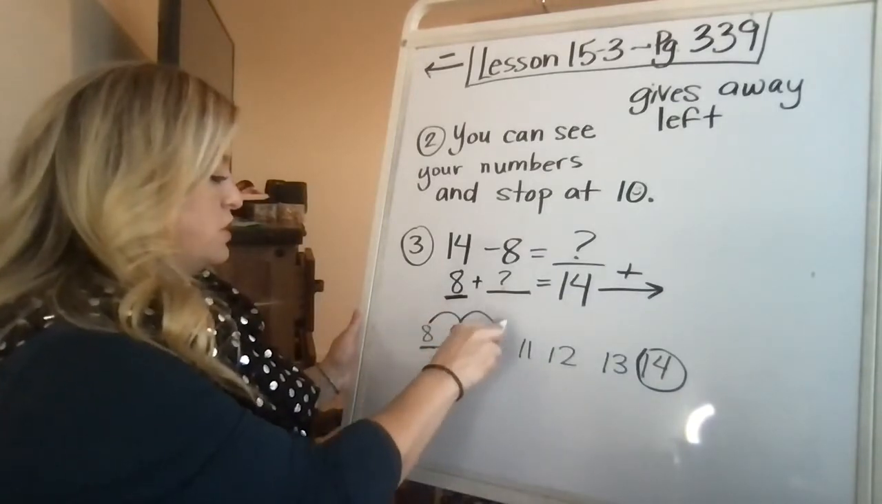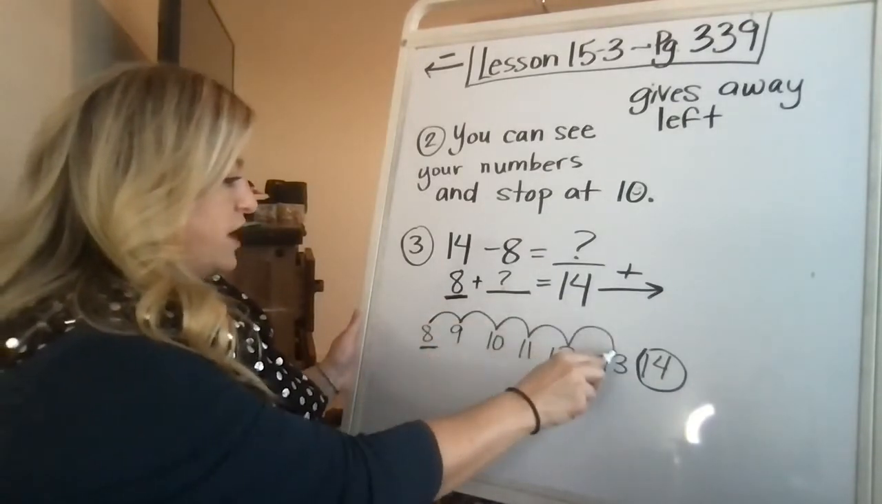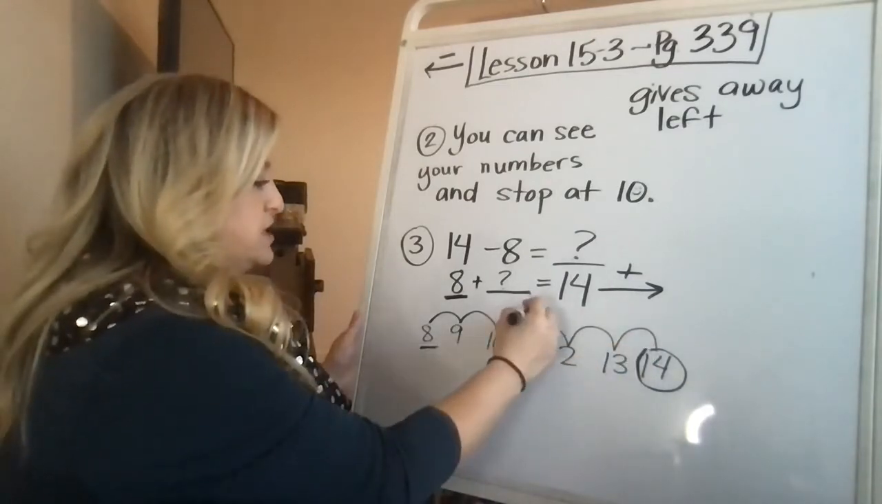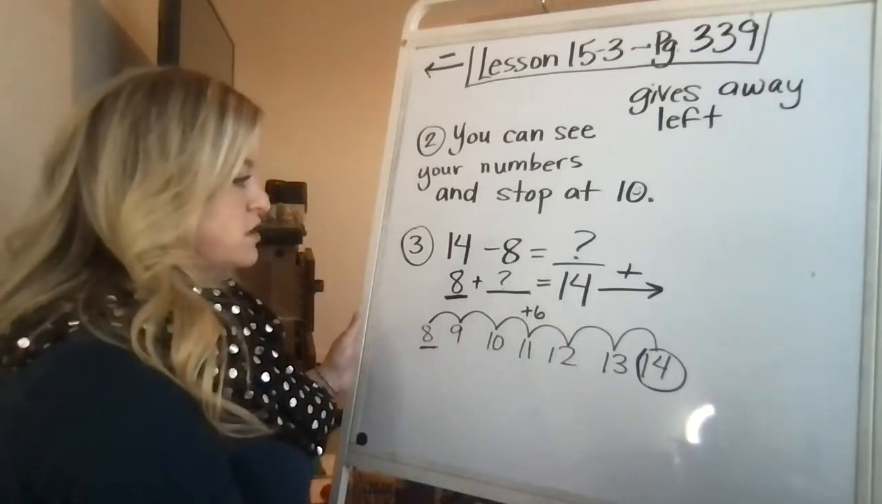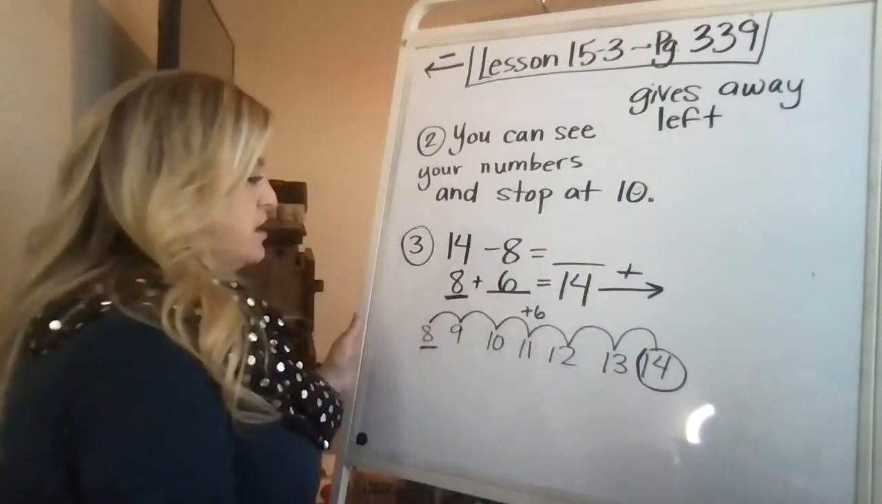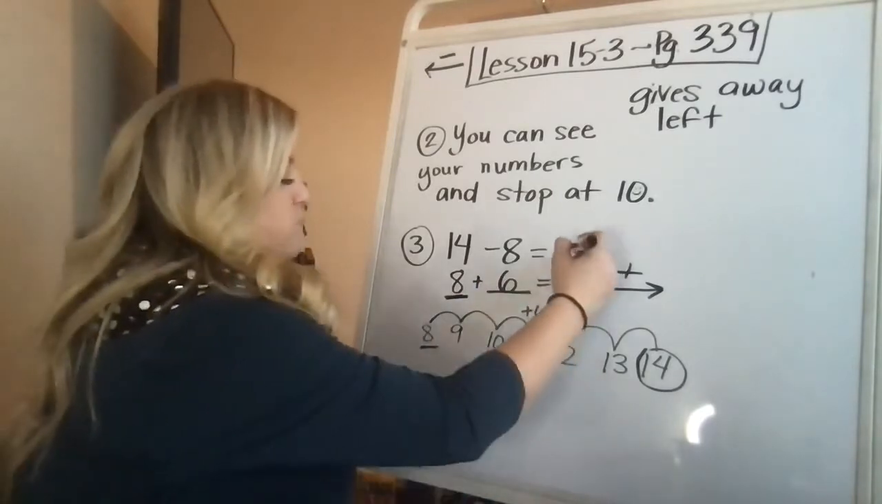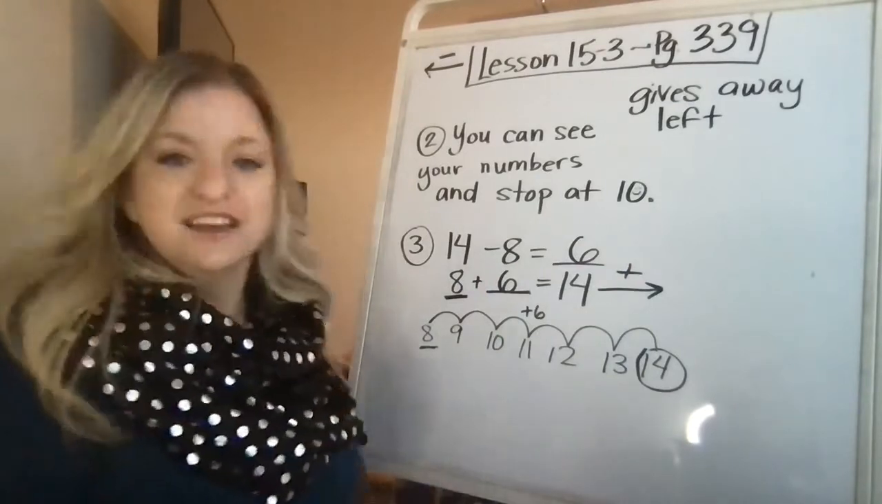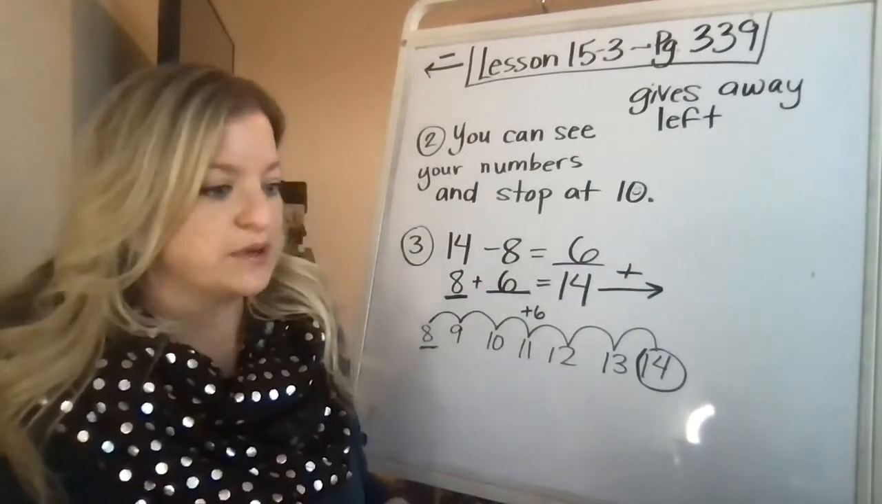1, 2, 3, 4, 5, 6. I took plus 6 jumps. So my answer is 8 plus 6 is 14. If 8 plus 6 is 14, then 14 minus 8 must be 6. See how I did that? Isn't that really cool? It's just the opposite.